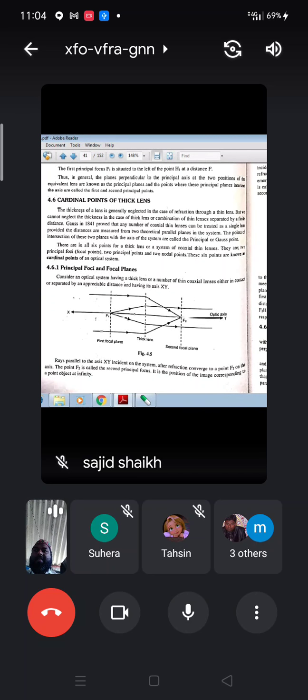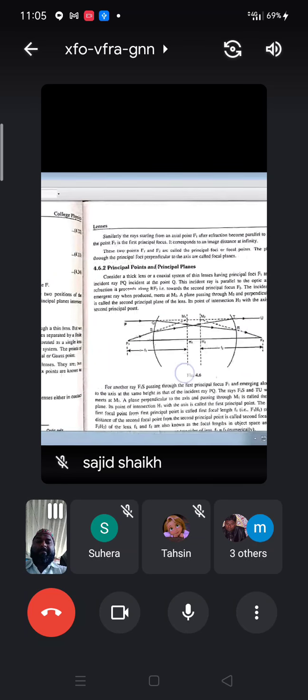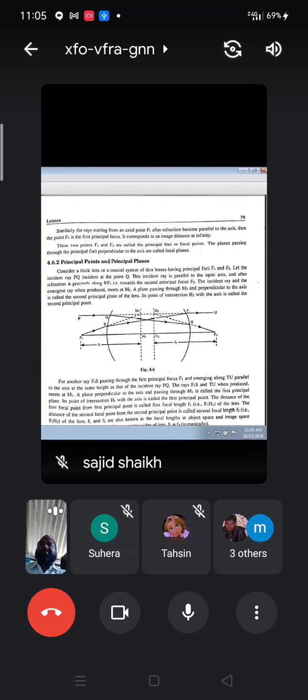It is the position of the image corresponding to a point object at infinity. Similarly, the ray starting from an axial point F1 becomes parallel to the axis after refraction, then the point F1 is the first principal focus. F1 is the first principal focus and F2 is the second principal focus, and these two points are called the principal foci or focal points. The planes passing through the principal foci perpendicular to the axis are called the focal planes. This may come for the MCQ.